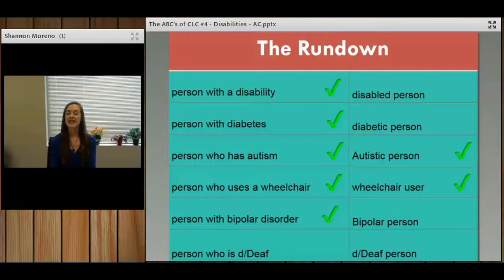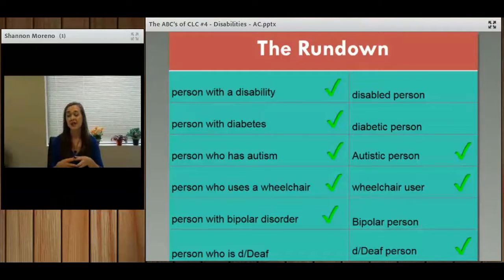And then lastly on our list, person who is deaf versus deaf person, and I'll speak about the little d, big D thing in a second as well. This again is one of those things where it really depends, but in large part, when we're talking about the deaf community, a lot of folks are going to prefer deaf person. If they completely do not have hearing, then it would be deaf. If there's some hearing, then that would be referred to as hard of hearing.